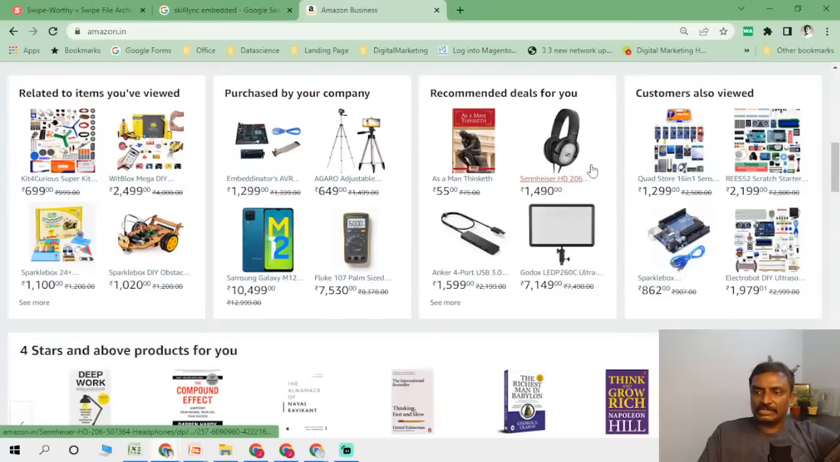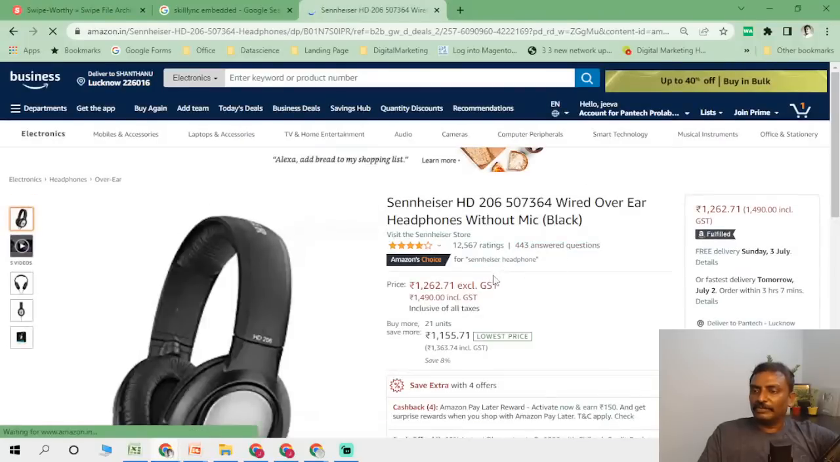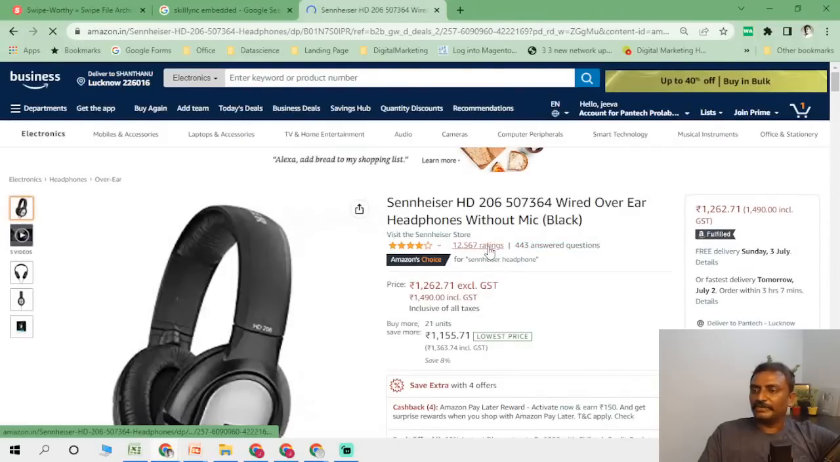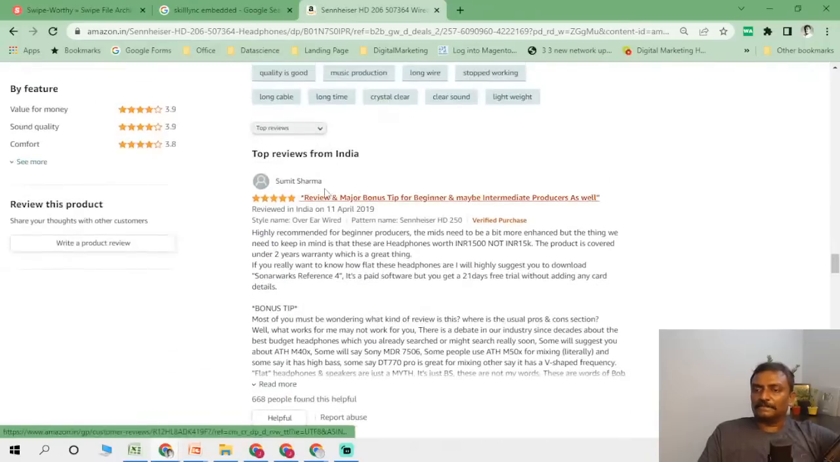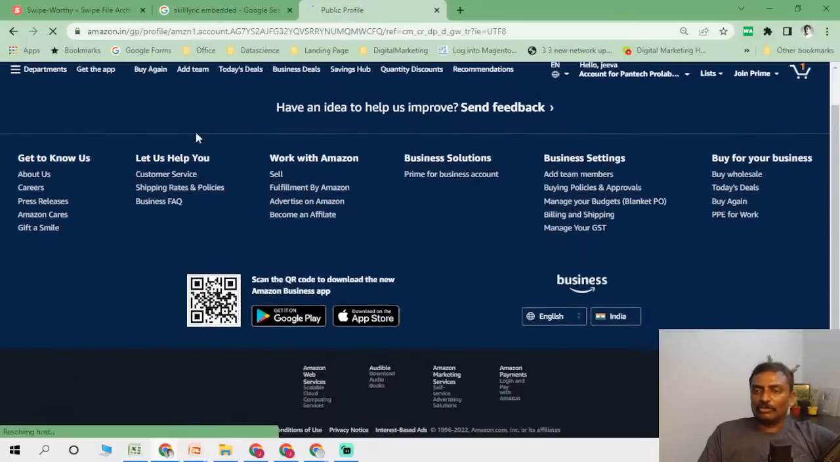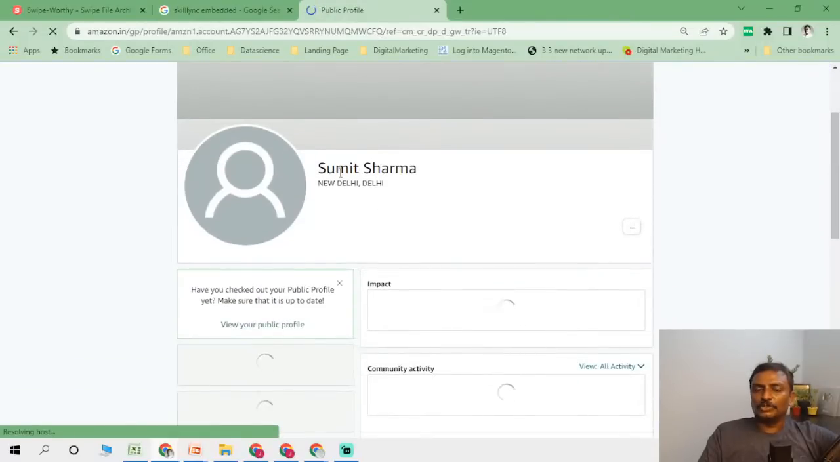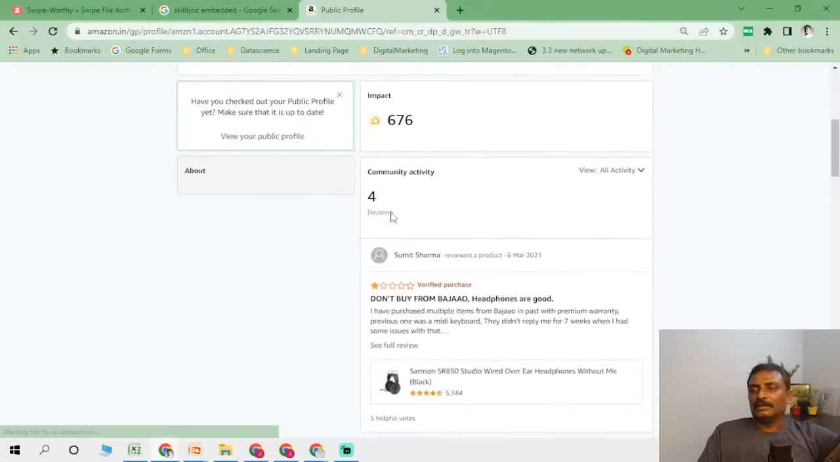Let us check for this. If you're selling this kind of components, let me check for this. You already have reviews here. 12,650 ratings. You just click this. So these are all the buyer personas. You have to do some search, like Sumit Sharma. You click Sumit Sharma, it will go to the personal page. Okay, he's from New Delhi.